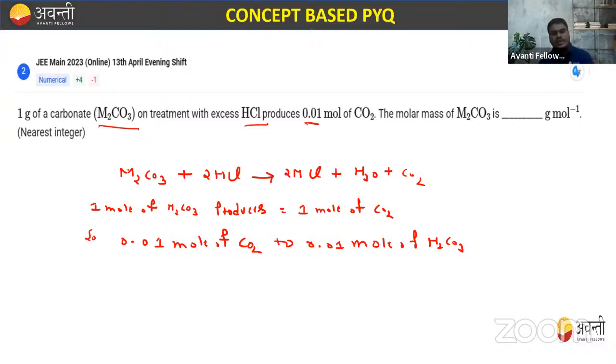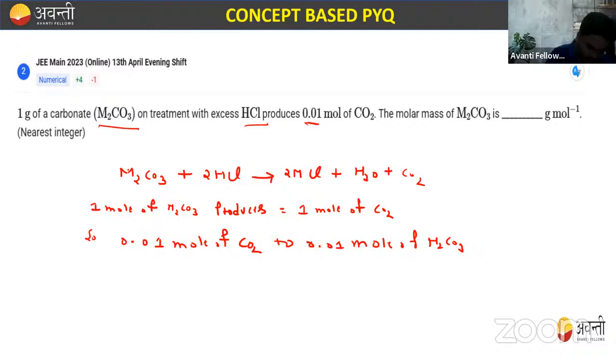क्या कह रहा है ये कि भाई इक्वेशन लिख दिया और इक्वेशन में साफ साफ गिवन है कि 0.01 मोल ऑफ CO2 प्रोड्यूस करता है 1 ग्राम ऑफ कार्बोनेट, यानी 1 मोल ऑफ M2CO3 प्रोड्यूस 1 मोल ऑफ CO2. सो 0.01 मोल ऑफ CO2 प्रोड्यूस 0.01 मोल ऑफ M2CO3 से. ऑब्वियस सी बात है, दोनों का रेशियो 1 मोल का है ना. तो अगर 1 मोल M2CO3 का 1 मोल ही CO2 बना रहा है तो 0.01 मोल ऑफ CO2 जो होगा वो 0.01 मोल ऑफ M2CO3 बनाएगा.